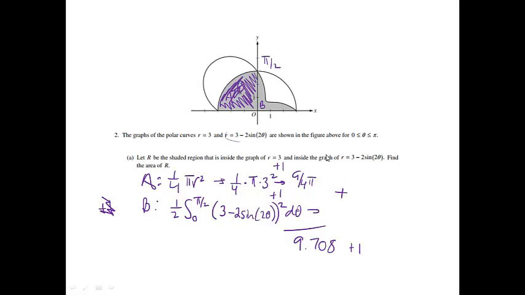Okay, you're going to get 1 point for the integrand. So if you have this set up right here, that's worth a point. If you have your limits 0 to pi over 2, that is worth a point. And then if you have the correct answer, that is worth a point. So this one was worth 3.